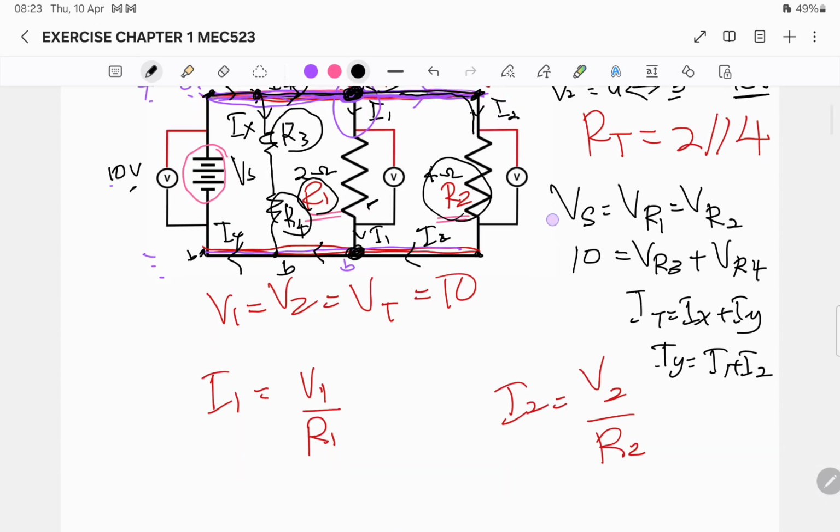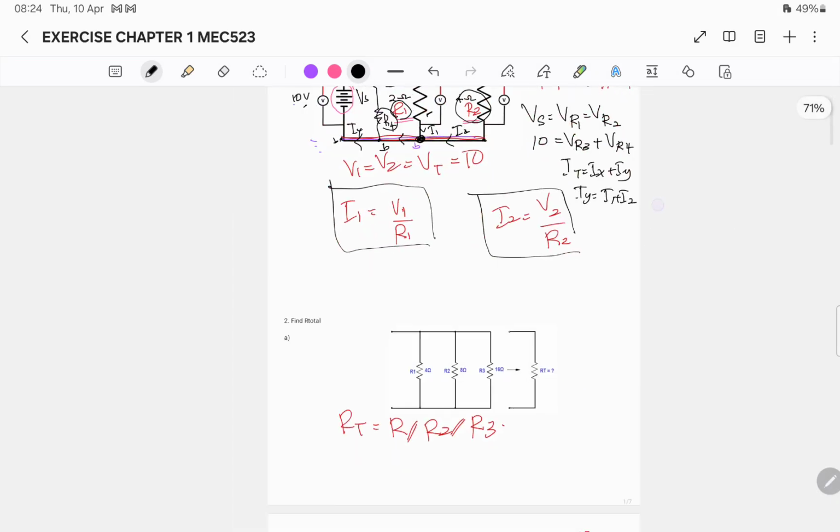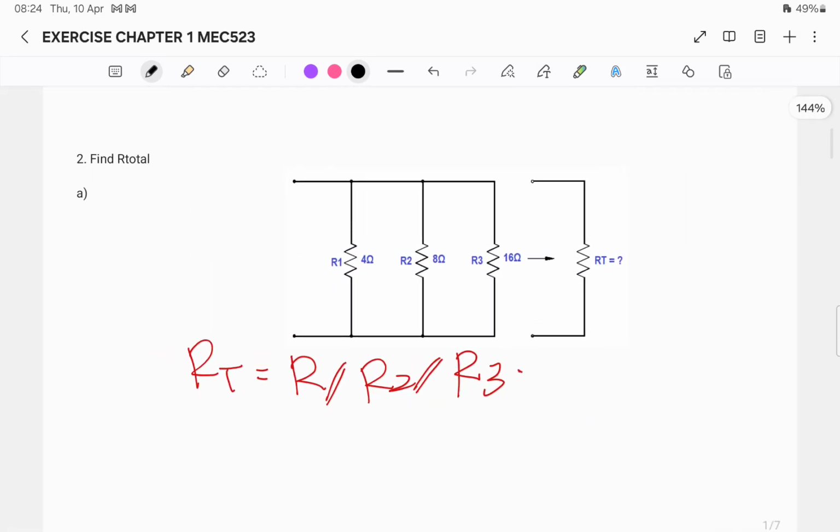Alright. Okay, this one is ordinary, Ohm's law. This is also Ohm's law. Okay. Alright, so this is for parallel resistors.